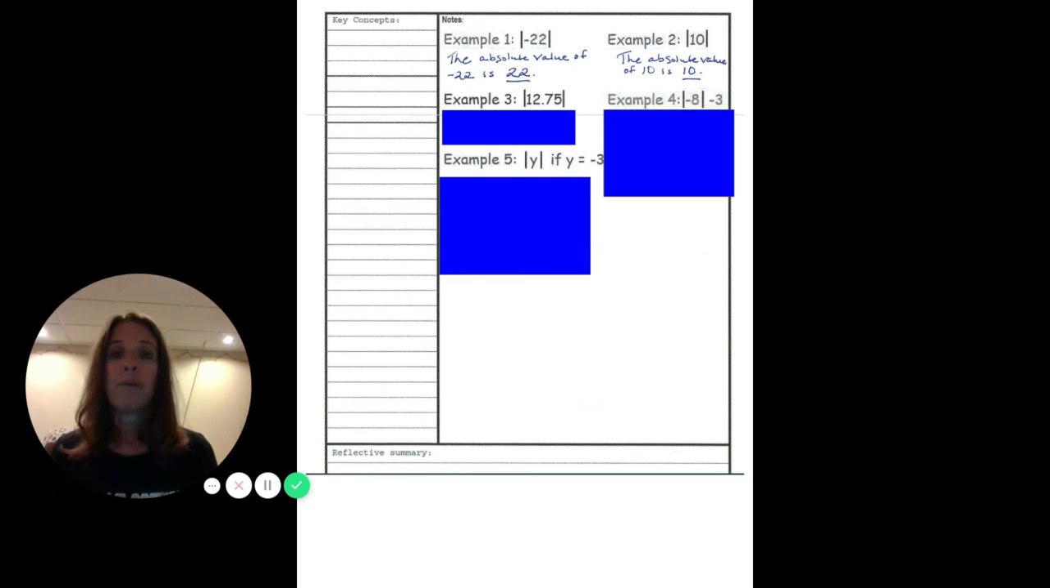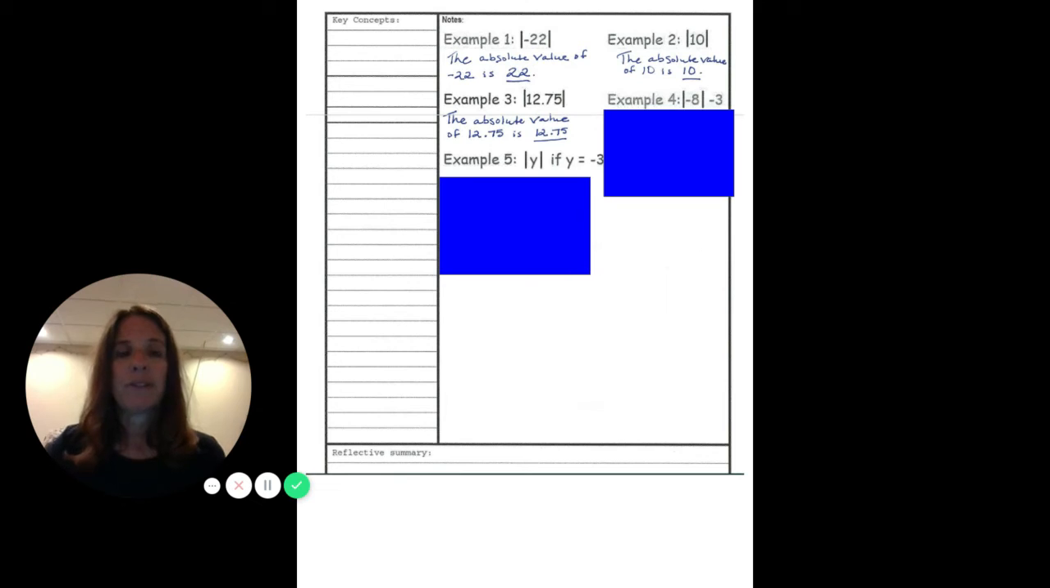The absolute value of 12 and 75 hundredths. Well, how far away from 0 is 12 and 75 hundredths? It's 12 and 75 hundredths steps. So the absolute value of 12 and 75 hundredths is 12 and 75 hundredths. Okay, so those are just straight up, here's a number with absolute value signs around it. Tell me the distance they are from 0. Now the next two examples become a math expression with absolute value.